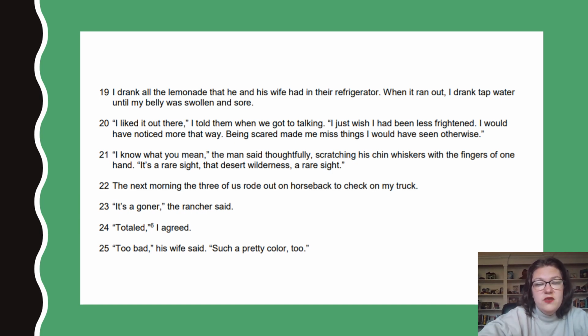The next morning, the three of us rode out on horseback to check my truck. "It's a goner," the rancher said. "Totaled," I agreed. "Too bad," his wife said. "Such a pretty color, too."